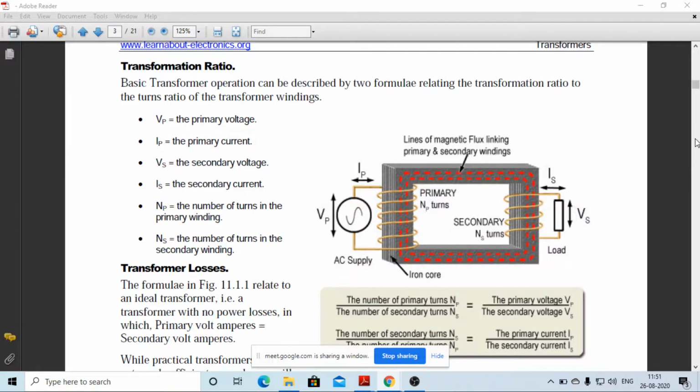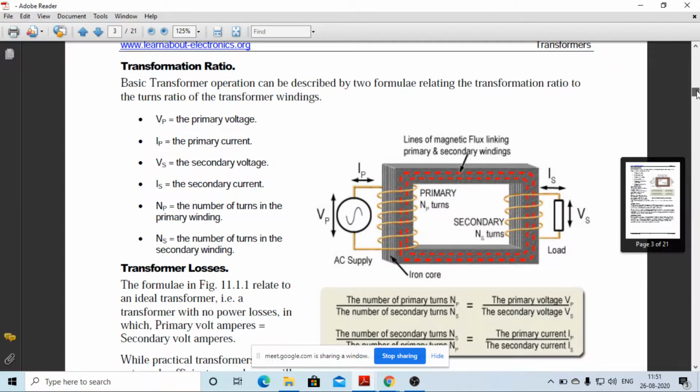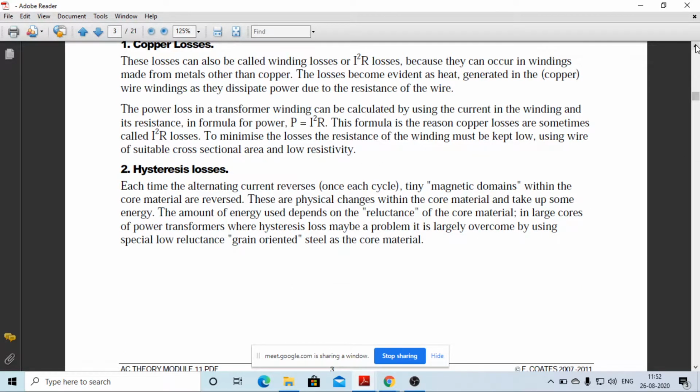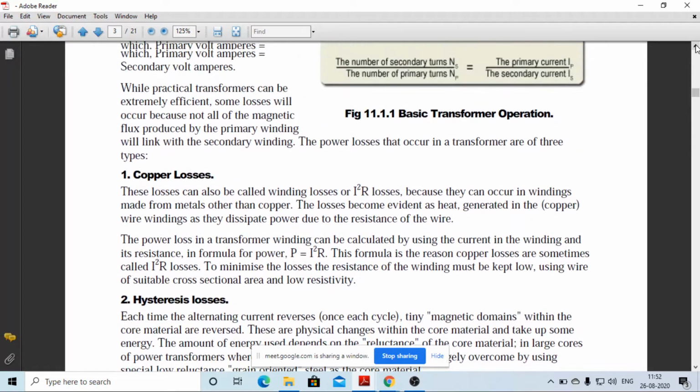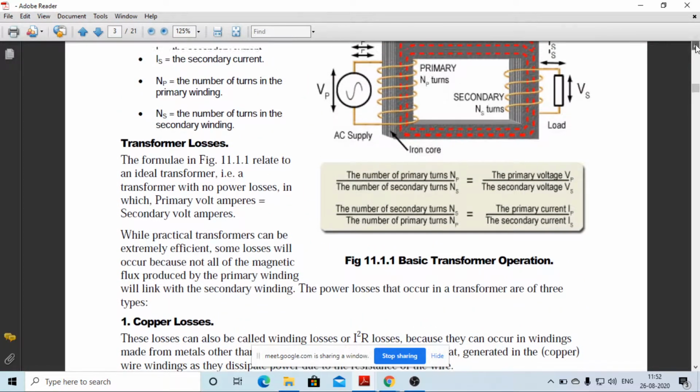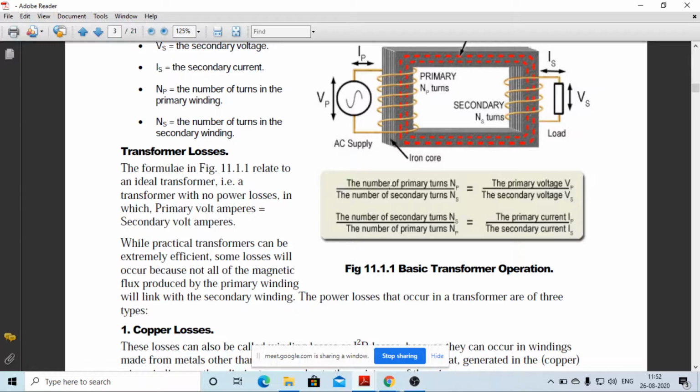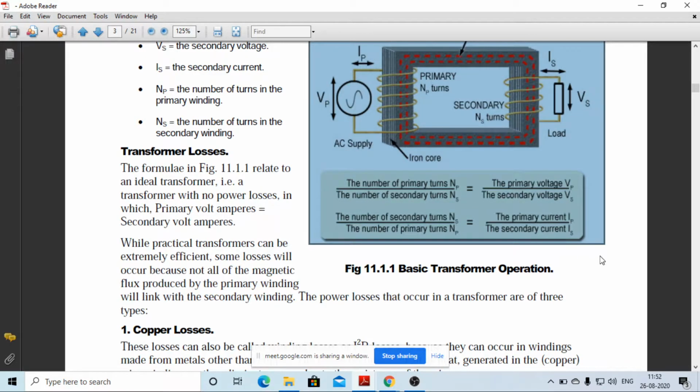So you can see the turns ratio for the transformer, which is very useful, and the turns ratio is this highlighted area. Number of primary turns Np divided by Ns is equal to Vp by Vs. But when you compare with the current, it is going to be reverse. For that, Ns by Np is equal to Ip by Is, because it depends on Ohm's law.